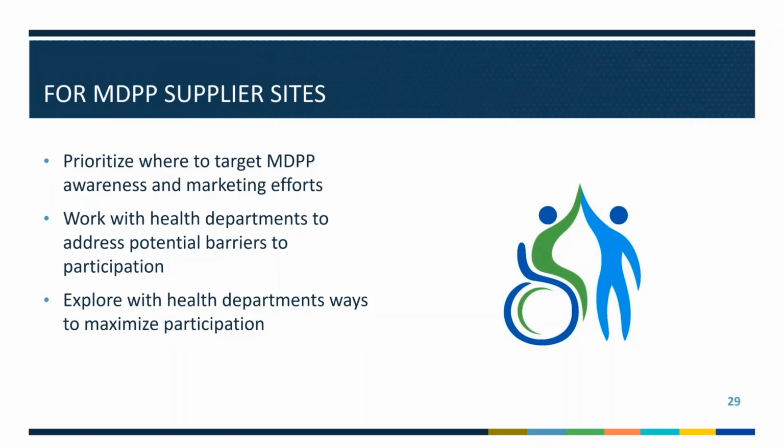Existing MDPP supplier sites and health departments can explore which program supplements are needed to maximize participation and retention of MDPP eligible Part B beneficiaries. Supplements can include large print materials, handicap accessibility, and physical activity adaptations to help address potential barriers to participation by eligible beneficiaries. Consider transportation issues as a potential barrier.